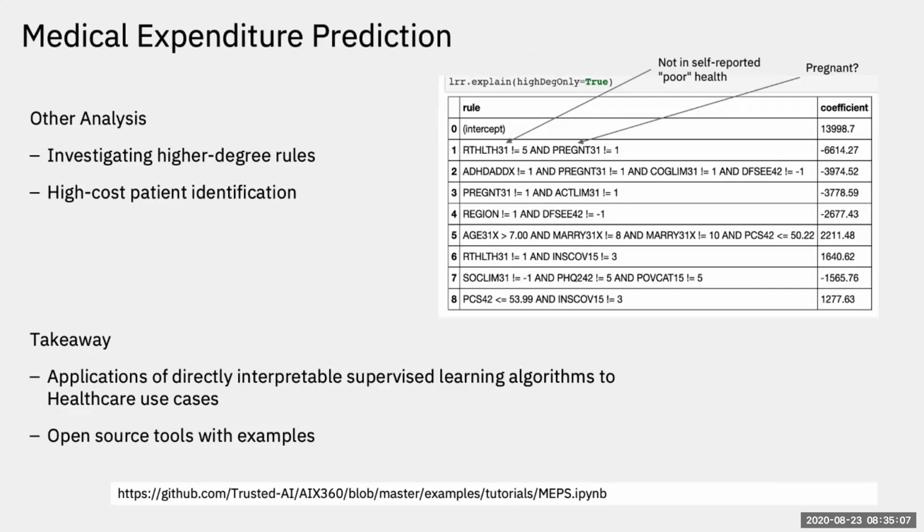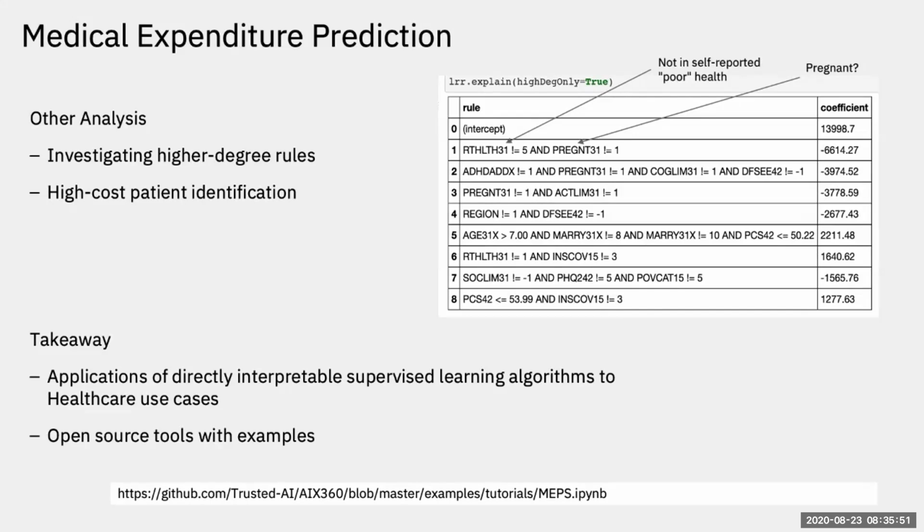So to wrap up this use case, I just want to highlight a couple of things. In this model, we could even look at higher order rules, so rules with a higher degree of conjunctions and disjunctions, which could potentially improve the performance, but may come at the cost of a lower level of interpretability to the end users. We could also use this tutorial to figure out the high cost patient population, which again can be useful for the end use case. However, we are not going to go into those details. You can follow this link, presented in the slide, to look at the full tutorial from AIX 360.